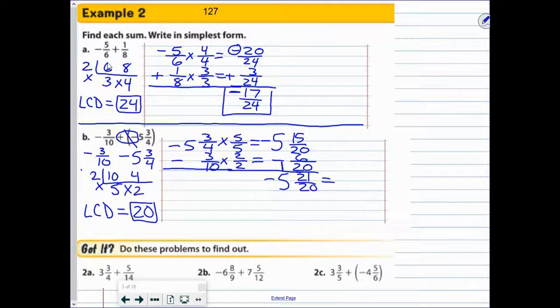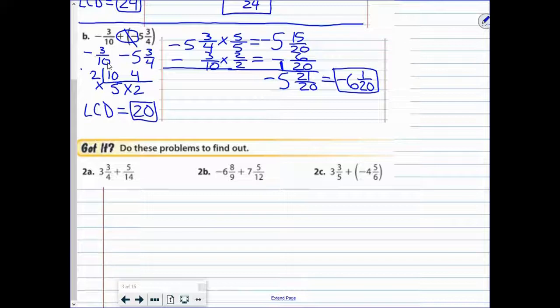I'm going to carry that 1 over to my whole numbers place, which is going to give me a total of negative 6. Since 1 times 20 is 20, and I subtract that from 21, I get 1 left over. That becomes my new numerator, and 20 remains my denominator. So we can say that negative 3/10 plus negative 5 3/4 is equal to negative 6 1/20. Why don't you take an opportunity to try these 3 problems down here, 2A, 2B, and 2C.